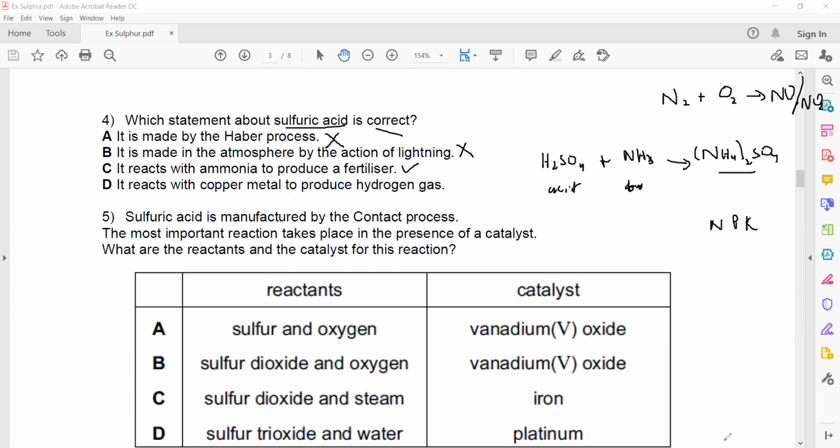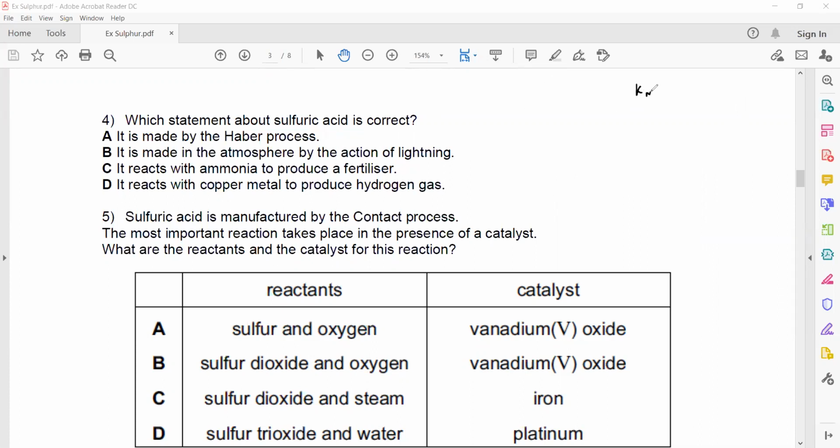It reacts with copper metal. Not all of the metals react with the acid. If you remember the sequence of the reactivity series, we have potassium, sodium, calcium, magnesium, aluminum, zinc, iron, lead, and copper. So metals below lead cannot react with dilute acid. Concentrated acid can, but those reactions are not common. That is why D is also not the right statement. So which one is the right statement? C is the right statement.